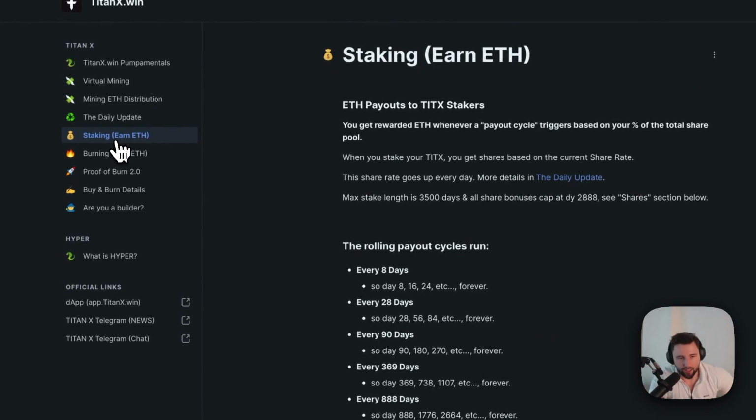So when you stake TitanX, you can actually earn Ethereum. And this is very, very important because I see a lot of coins out there that do staking, which is totally fine.